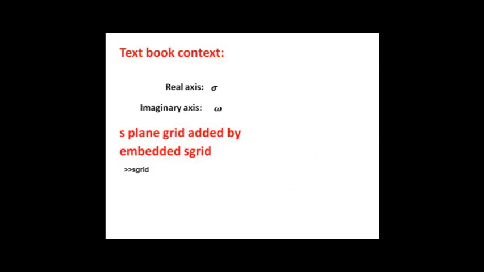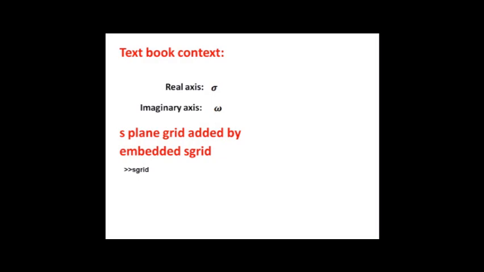Now we would like to point out some textbook context. The horizontal or real axis in the previous graph is basically sigma, and the vertical or imaginary axis is basically omega. These two symbols are often found in control system textbooks. If the viewer would like to add an S-plane grid, that can be done by the embedded function sgrid.